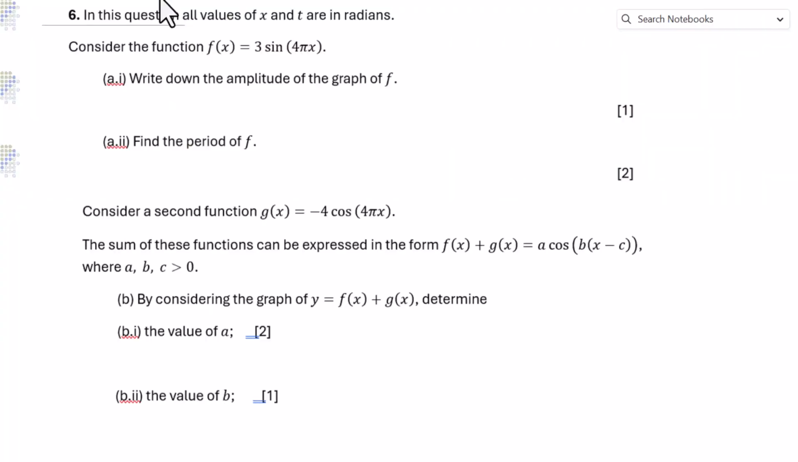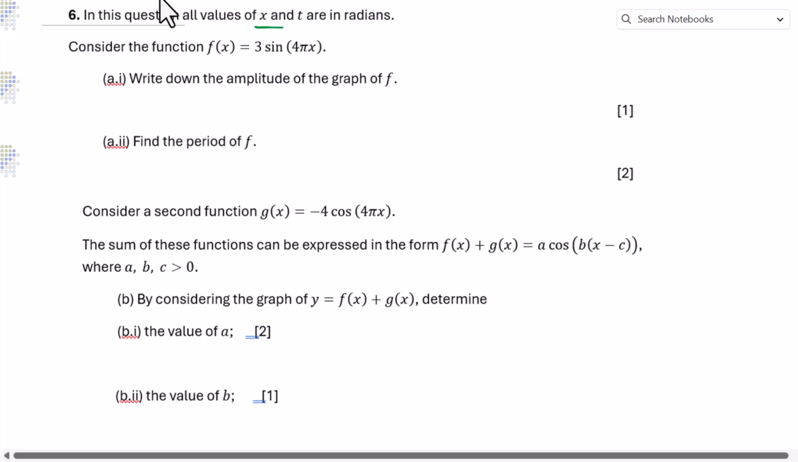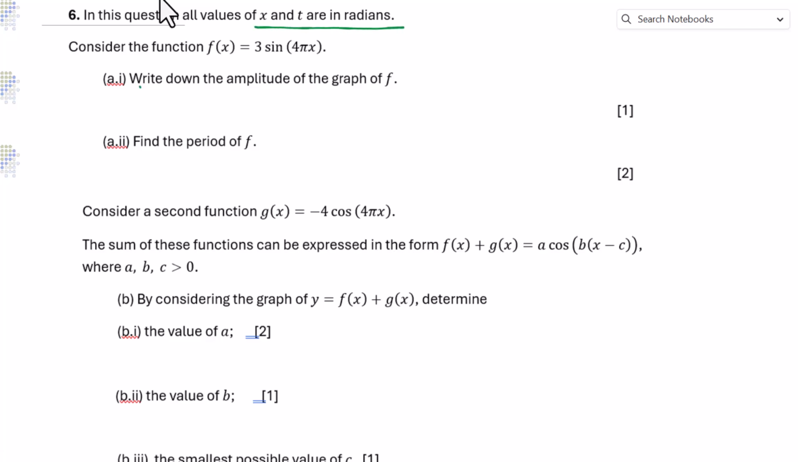Question 6 is calculator based. In this question, all values of x and t are in radians. Consider the function f of x equals 3 sine 4 pi x. Write down the amplitude of the graph of f, which is 3.